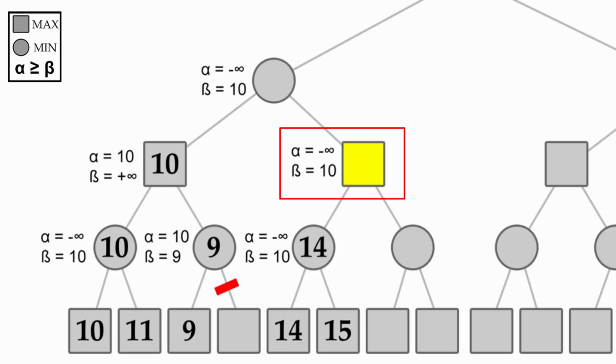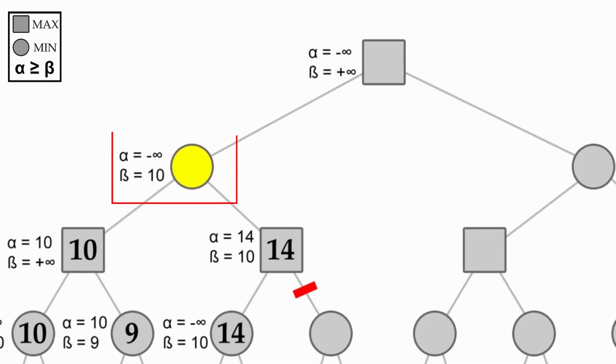because now we know that this max node's value must be 14 or greater. Now we can see that the alpha is greater than beta, which meets our pruning condition. So we can prune and set the value of this node to 14. Now we'll return to the parent min node. Since all the children have already been explored, we can set 10 as the min node's value.